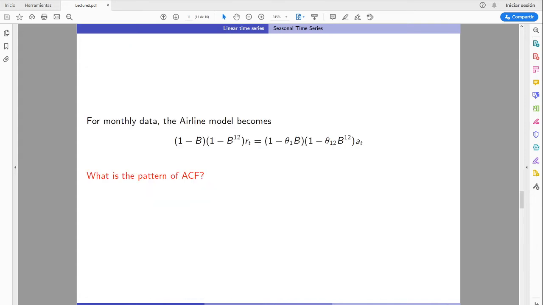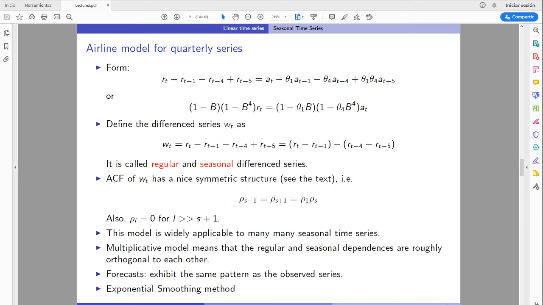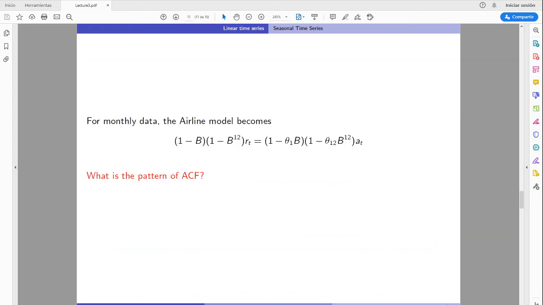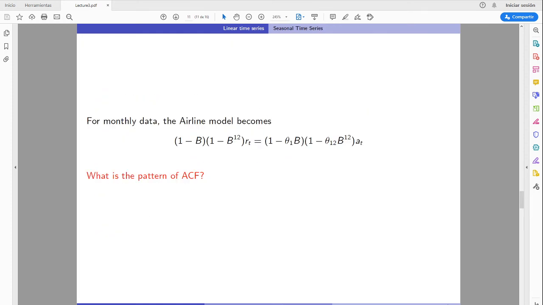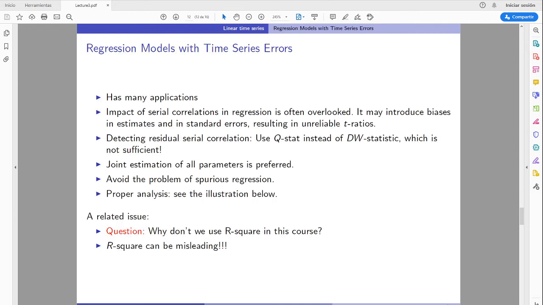Now, if we use monthly data, we're going to use the B notation because it's super practical. Instead of considering that the year has 4 periods, 4 quarters, we're going to consider months, of which we have 12. So our model becomes like this. Now, what's the pattern of the ACF? This one's for you. You will find it in the textbook. Now we have been talking about the data. It's always interesting to talk about the time series errors, and some regression models we can apply to this series of errors.